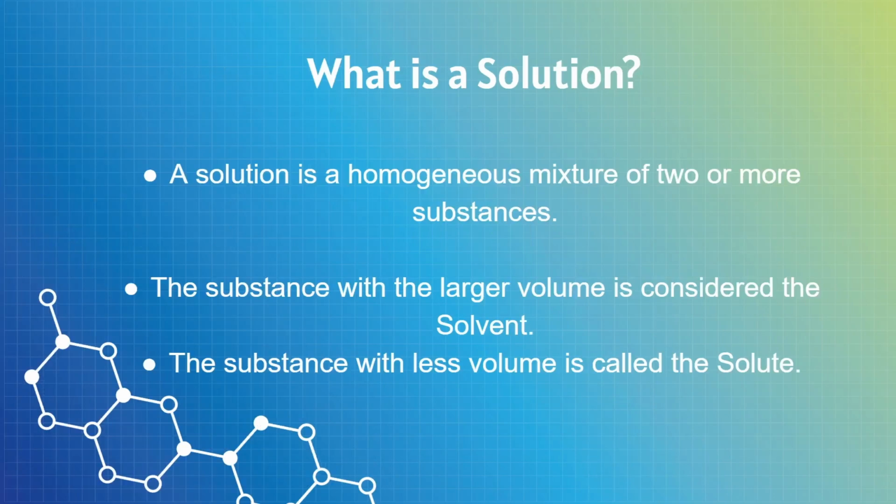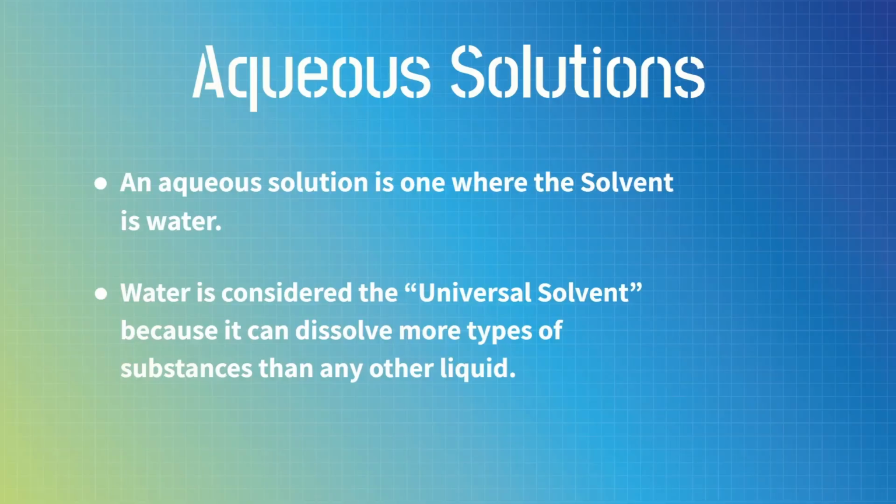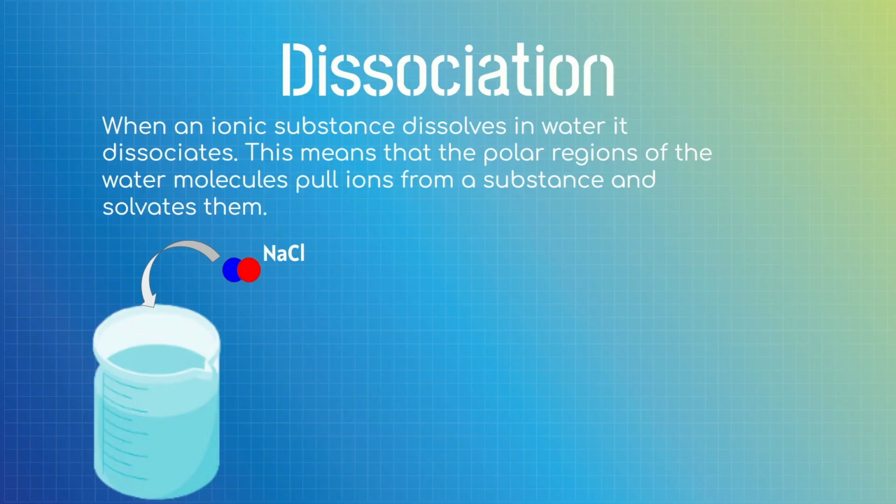A solution is a homogeneous mixture of two or more substances. The substance with the larger volume is considered the solvent, and the substance with the lower volume is considered the solute. An aqueous solution is one where the solvent is water. Water is considered to be the universal solvent because it can dissolve more types of substance than any other liquid.